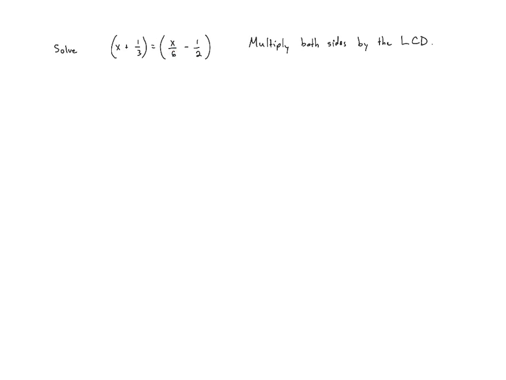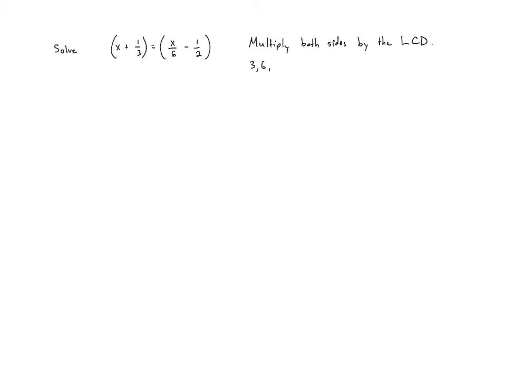Many of you have seen this before, and you know how to find the LCD, but if you've never done it before, what you want to do is look at the denominators, and find the smallest number that's a multiple of all of them. Some of you can just look at this and see that 6 is the LCD, but if you can't, we can actually write out the multiples of each of these numbers.